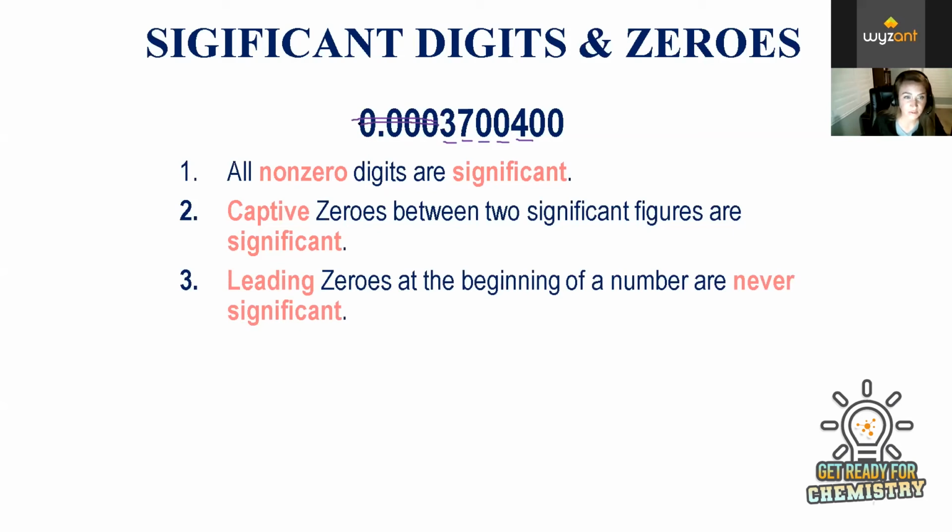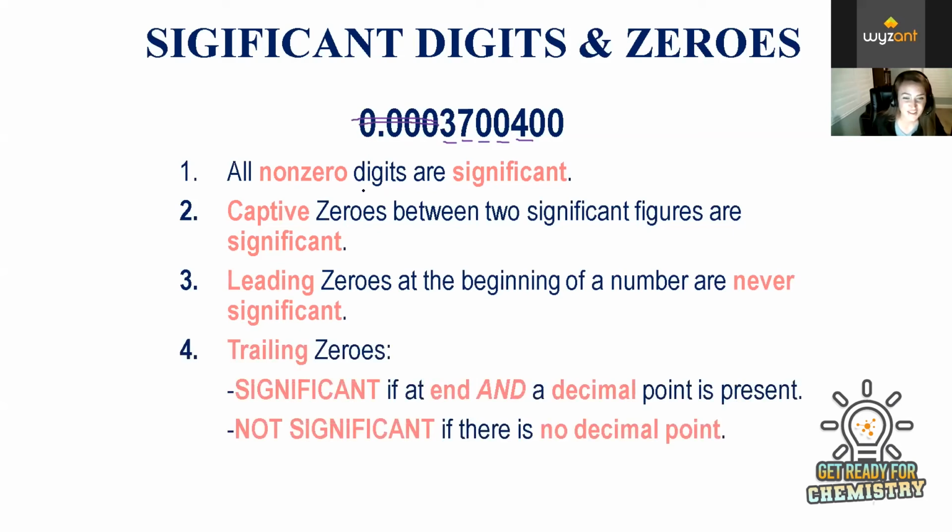And then the 4th rule, I know I said 3, I meant 4. The 4th rule is talking about trailing zeros. So zeros after a number, so these ones. So trailing zeros are only significant if there is a decimal somewhere in the number. So significant at the end and a decimal point is present.